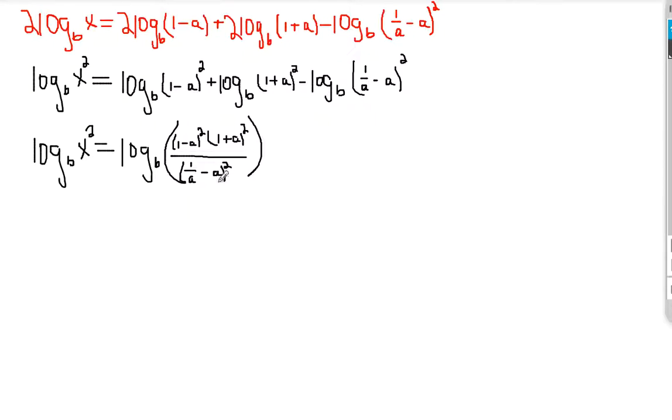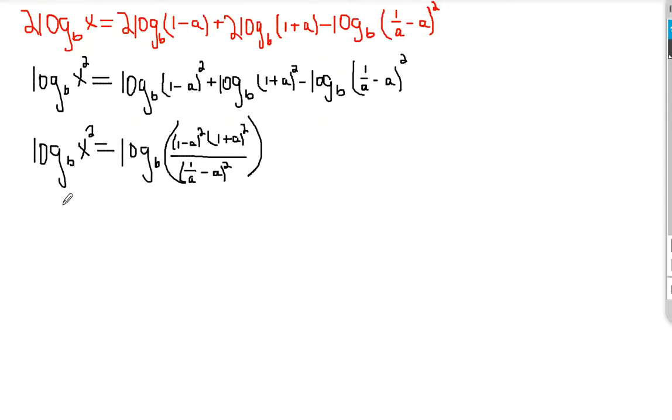So keep that in mind. Adding logs with the same base, you can rewrite it as 1 log and multiply their powers by each other, and subtracting a log with the same base is the same as dividing the powers by each other, dividing this power by this power.